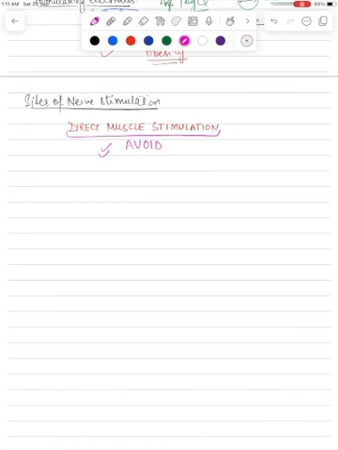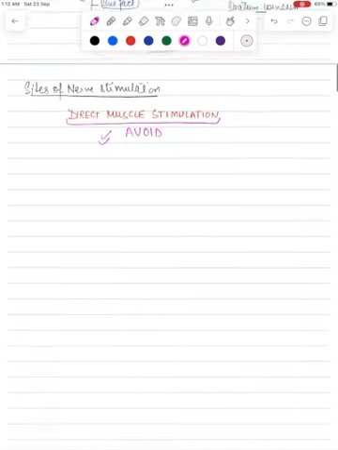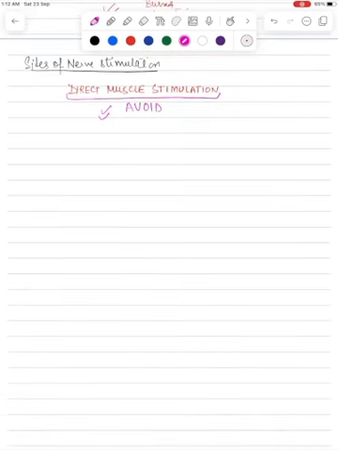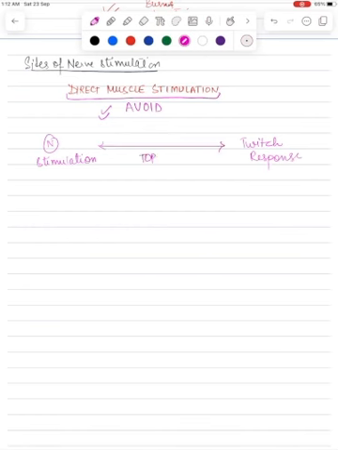Now, in order to prevent direct muscle stimulation, the prerequisite is that the site of nerve stimulation and the site of subsequent evaluation of the twitch response in the muscle should be topographically or anatomically distinct. And naturally, it makes sense.